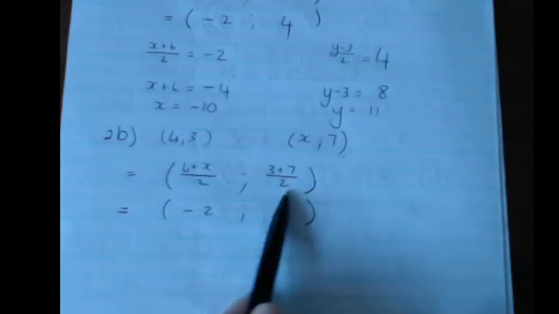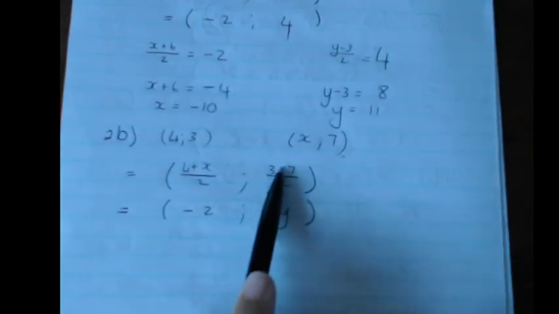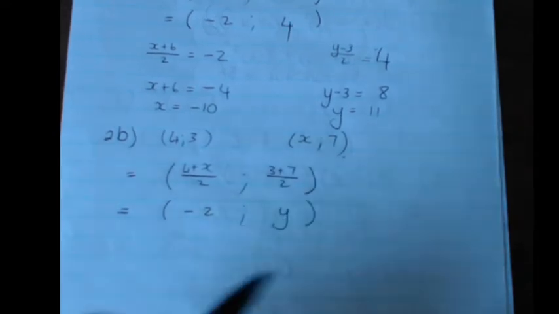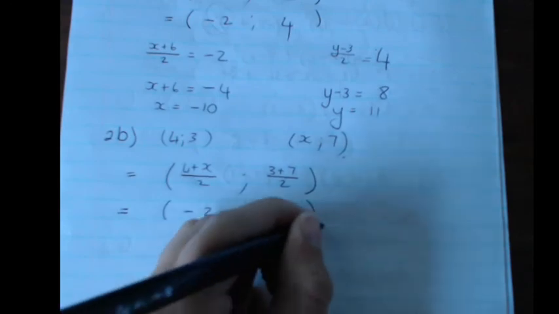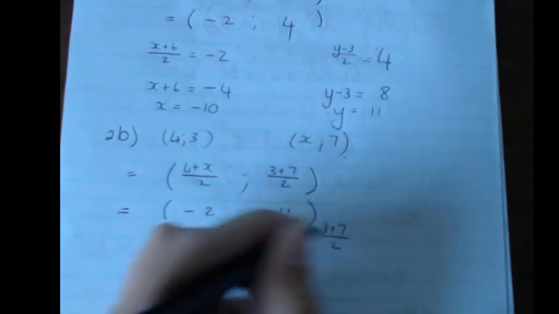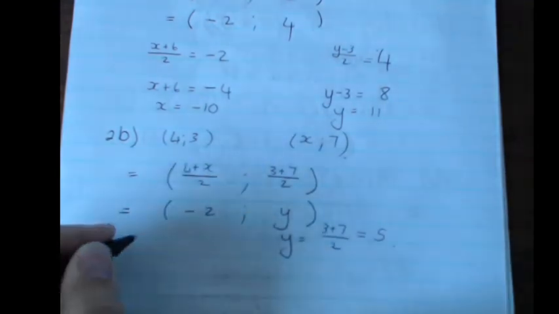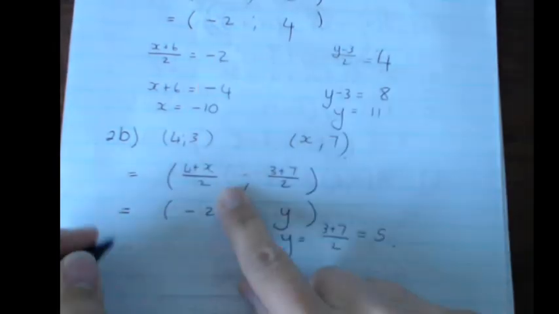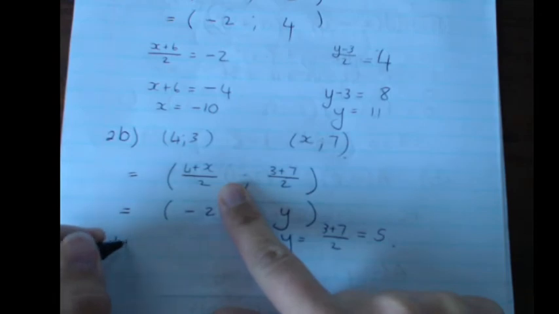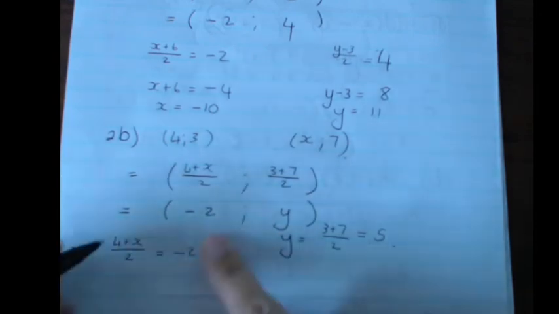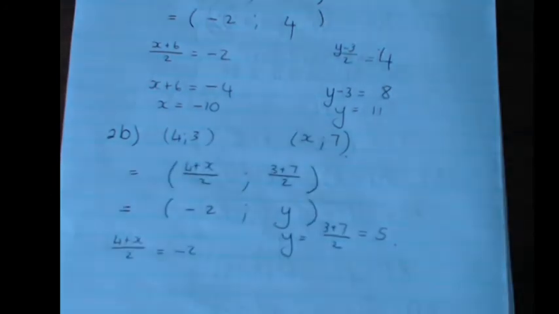So you see 3 plus 7 is 10 over 2, the y is 5, right? You just work this out, that gives you the y value. So the y value is 3 plus 7 over 2, 10 over 2, which is 5, but the x value you're going to have to calculate like there. So I have 4 plus x over 2 is equal to -2, and then same thing, you calculate the x value. Cool question.